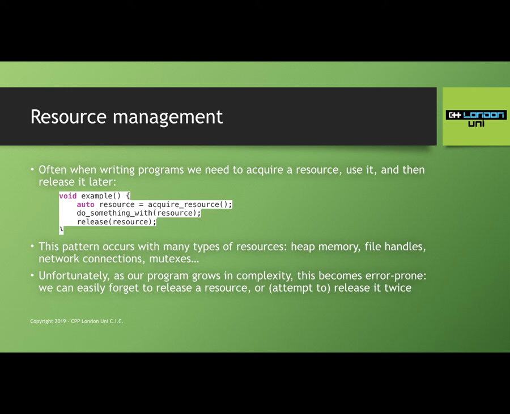The trouble with this pattern is that, yes, the example on the board is 3 lines. That's easy enough. But as our program grows in complexity, it's very, very easy to make mistakes. That's one of the reasons that garbage collected languages exist in the first place. If you imagine that instead of do something with being one function call here, it was instead 1,000 lines of code calling lots of other functions in between, perhaps with several return statements, because it does error checking along the way.